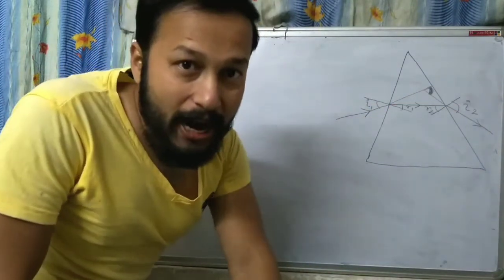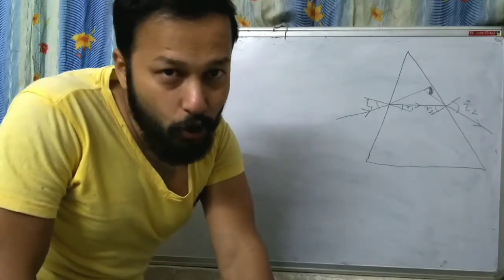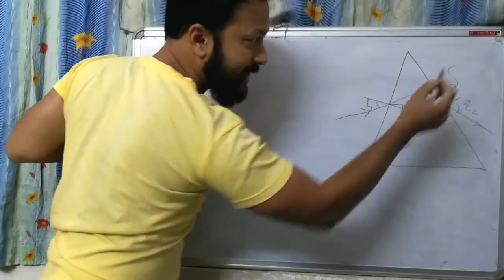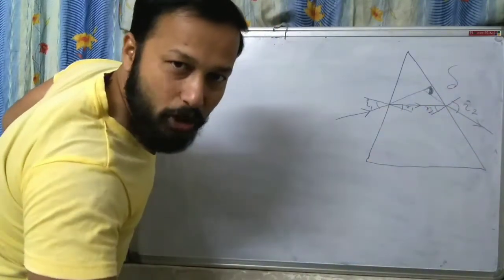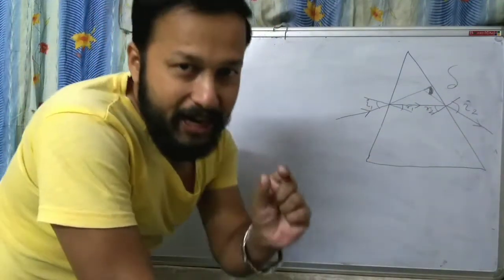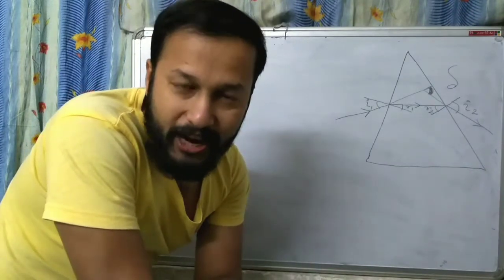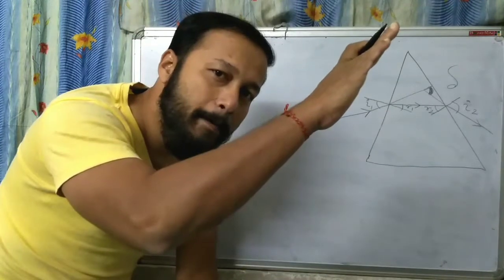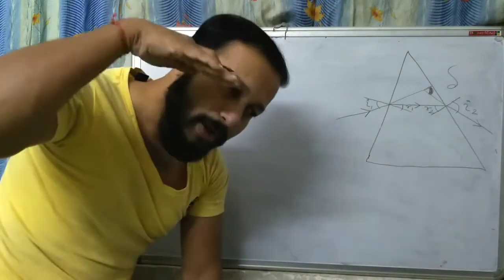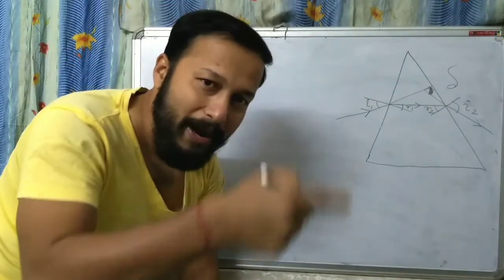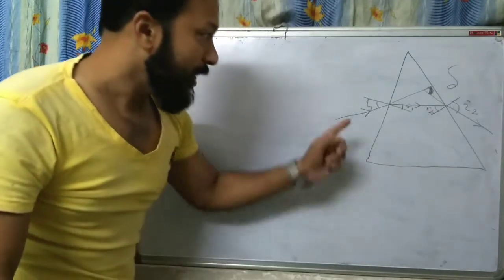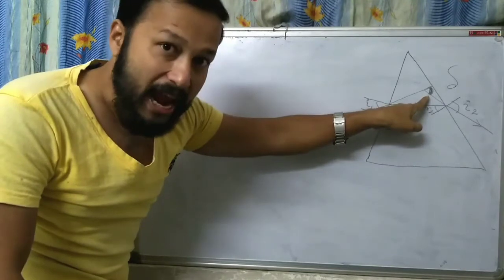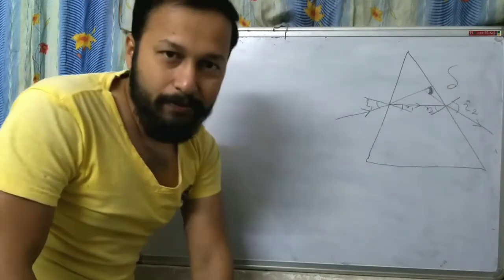This is called angular deviation, and we'll denote this angular deviation by delta. This symbol is called delta. Delta is the angular deviation. Angular deviation means first it was going this way, but because of this prism, now it is going this way, so it has made an angle. This is the initial direction, this is the final direction, and they make an angle of deviation.